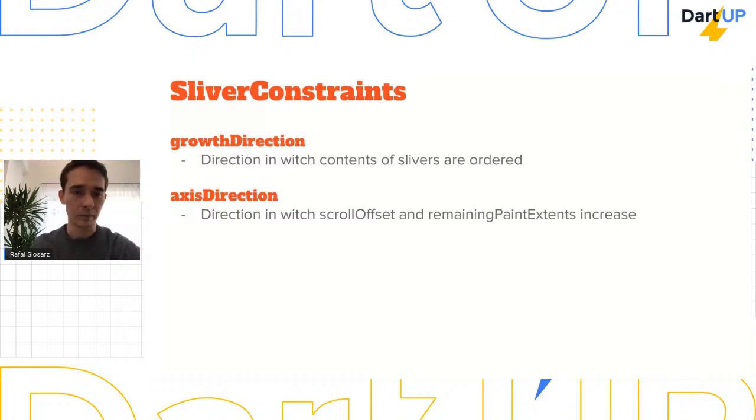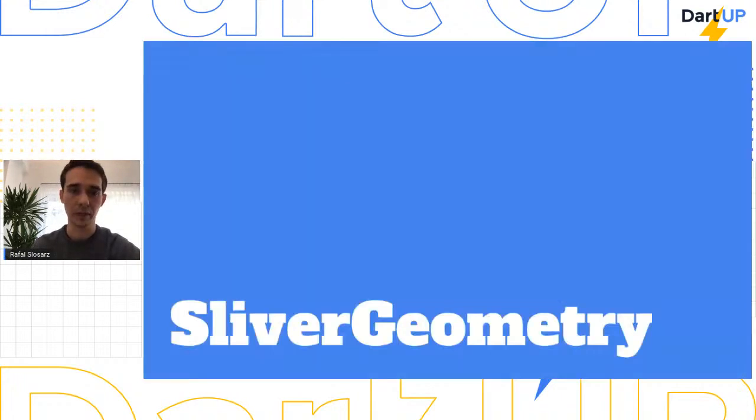The additional elements of the sliver constraints are, of course, the growth direction and the axis direction, which give us additional ideas from the axis direction to also inform the sliver about, for example, the sorting parameters of the given scroll.